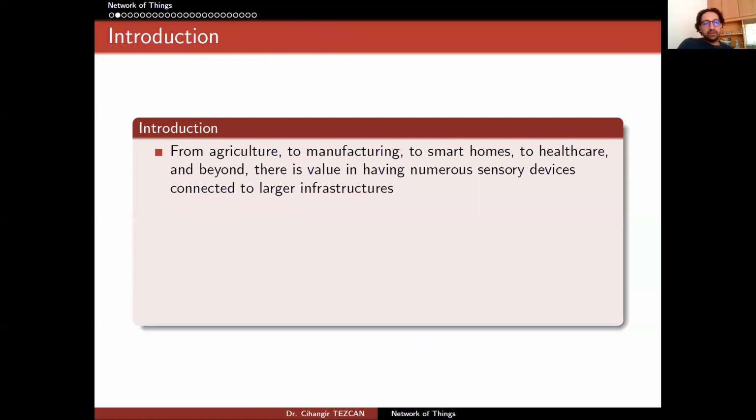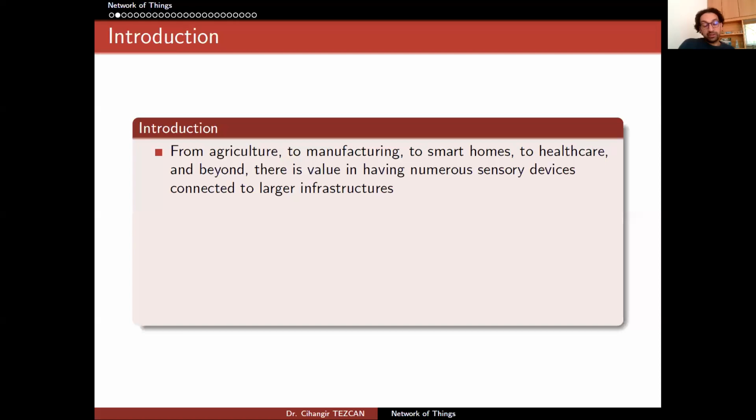So let's start with an introduction. From agriculture to manufacturing to smart homes to healthcare and beyond, there is value in having numerous sensory devices connected to larger infrastructures. This was the main promise years ago about Internet of Things, that we will have smart homes. Our coffees will be ready before we go to the kitchen and so on. But today we are somewhat living in that world. We are having many smart devices, so our homes and cities are becoming smarter and smarter.